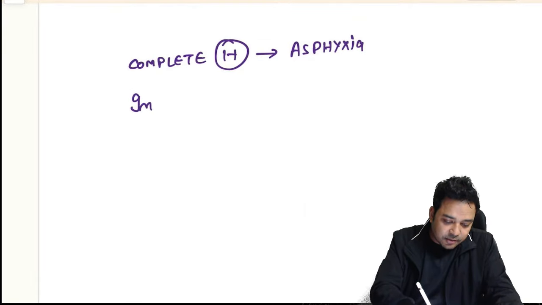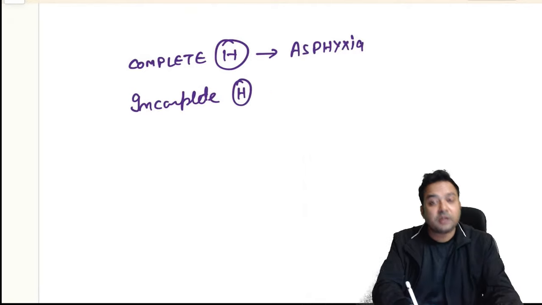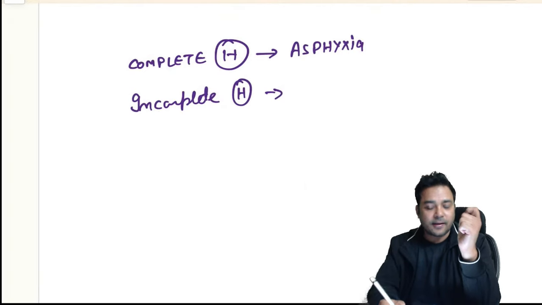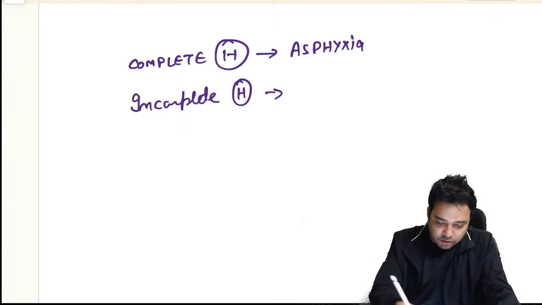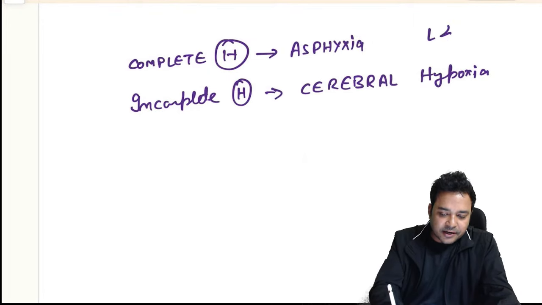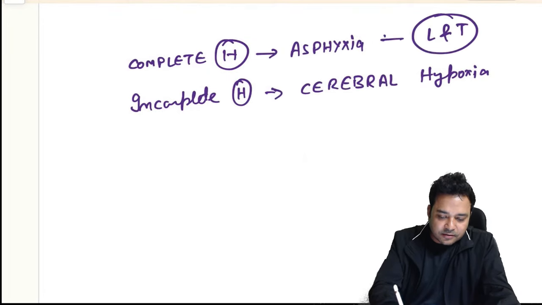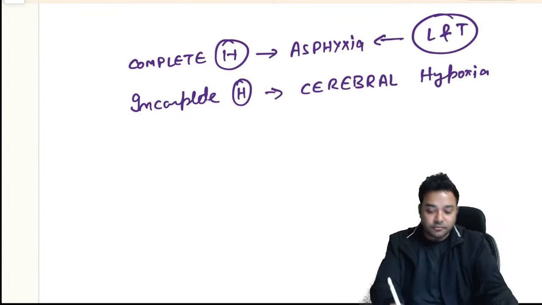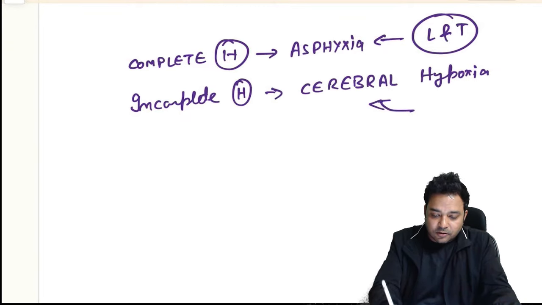In relation to incomplete or partial hanging, where some part of the body is touching the ground, the most common etiology is cerebral hypoxia caused due to compression of carotids. And we know one thing now, that compression of larynx and trachea is going to cause an asphyxial mechanism leading to death of the person. We know compression of carotids is going to kill the person.